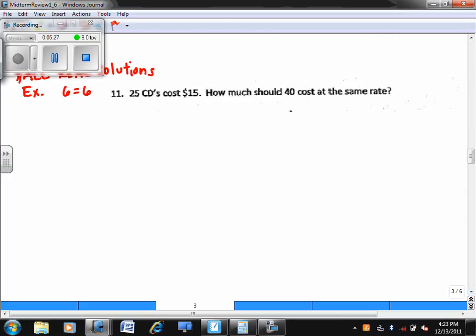Okay, problem 11 says 25 CDs cost $15. How much should 40 cost at the same rate? So we need a proportion for this. A proportion is when we have two fractions set equal to one another. So 25 CDs, and that costs $15. We want to know how much 40 CDs would cost. Now remember, the important thing here is that if you have CDs on top, you have to have CDs on top on both sides. Whatever's on top must be on top on both of the problems. Whatever's on bottom must be on bottom on both of the problems.